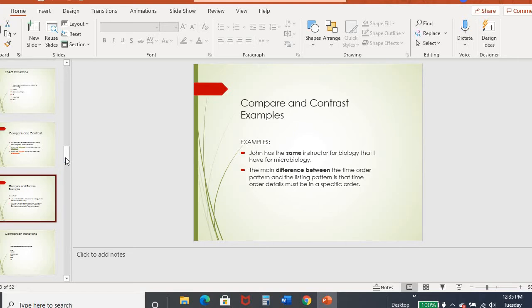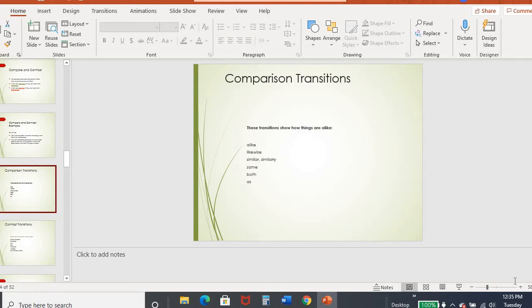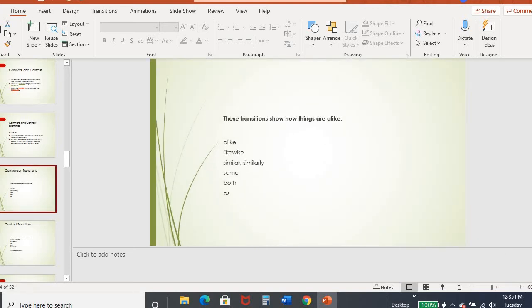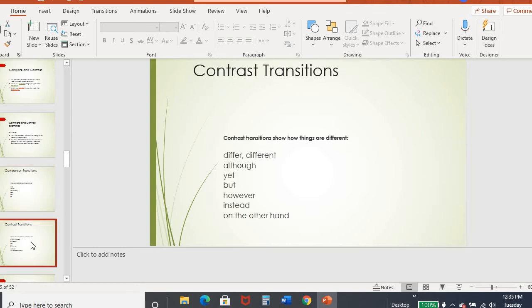So how do I know if an author is comparing or contrasting? Oh, I'm sorry, that's really small. They may use words or phrases like similar, similar to, alike, same, both. If they're showing how things are different, they may say things like however, on the other hand, instead, yet, but, or they might use a combination of those.